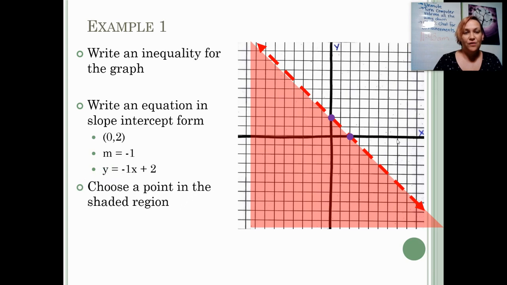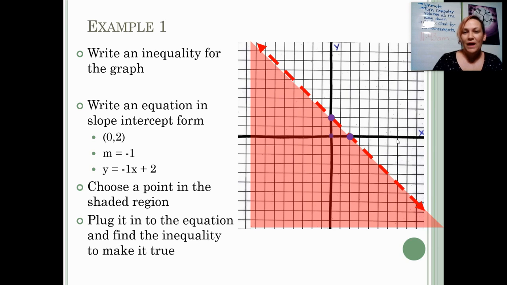To try to figure out the inequality, it's best to pick a point in the shaded region of your graph. And the reason why we want to pick a point in the shaded region is because any point in the shaded part is going to give us a true statement. And it's nice to think of things in the true format. Lucky for us in this problem, the origin is in the shaded region.